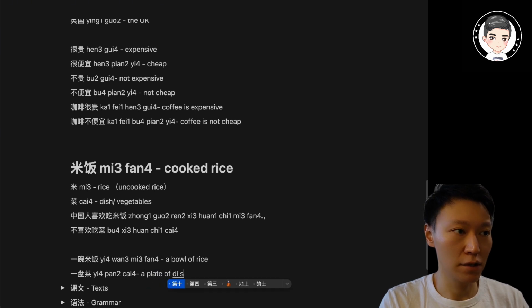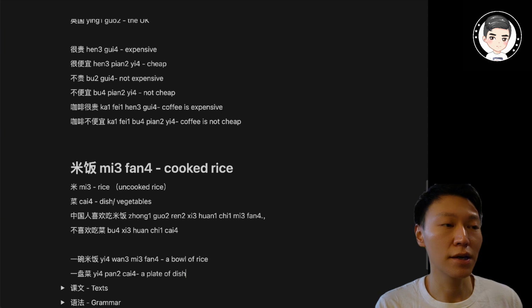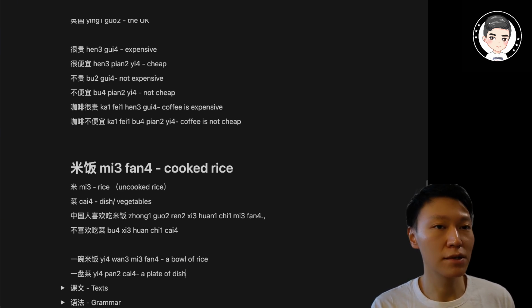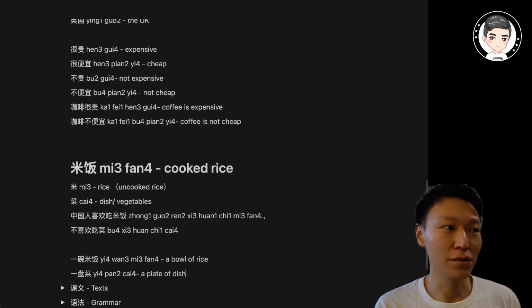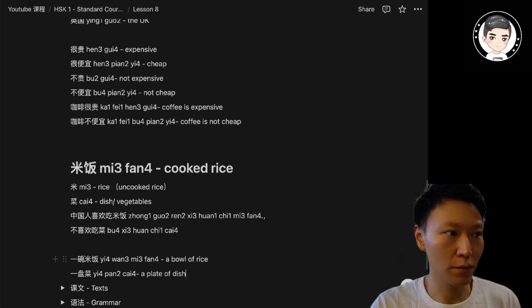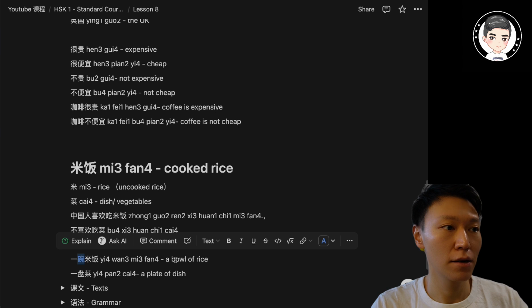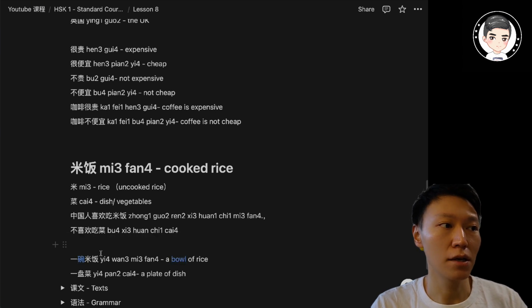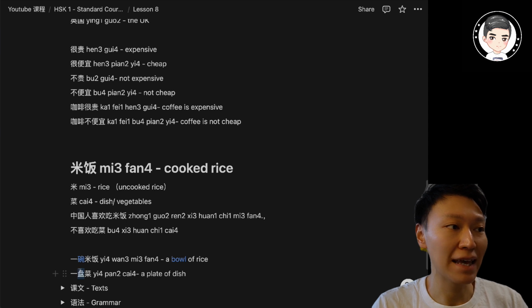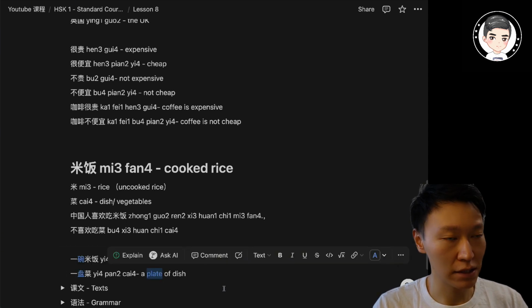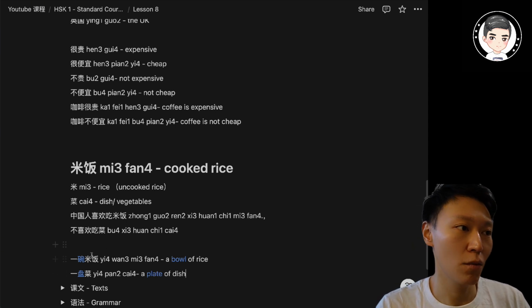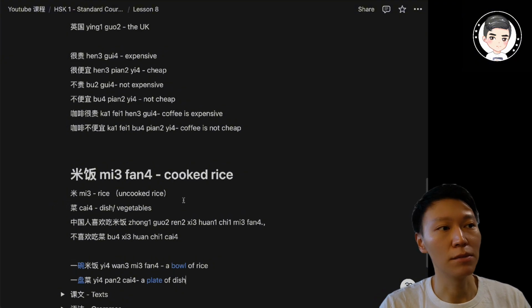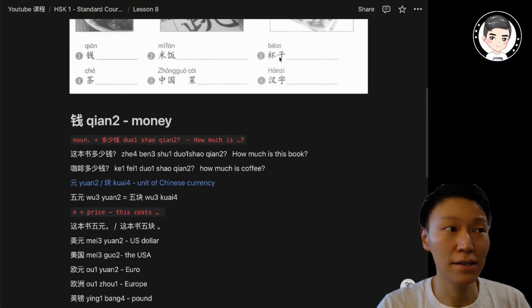A plate of dish. More often than not, we use a container as a measure word because we use such a container to contain everything inside. So we use 碗, that is a bowl. Here we use 碗 to contain rice. That is why we say 一碗米饭. We use a plate to contain different kinds of dish. Then that is why we use 一盘菜 to talk about one dish. All right, one rice, one dish. Okay, so that's 米饭. Now let's move on to 杯子.